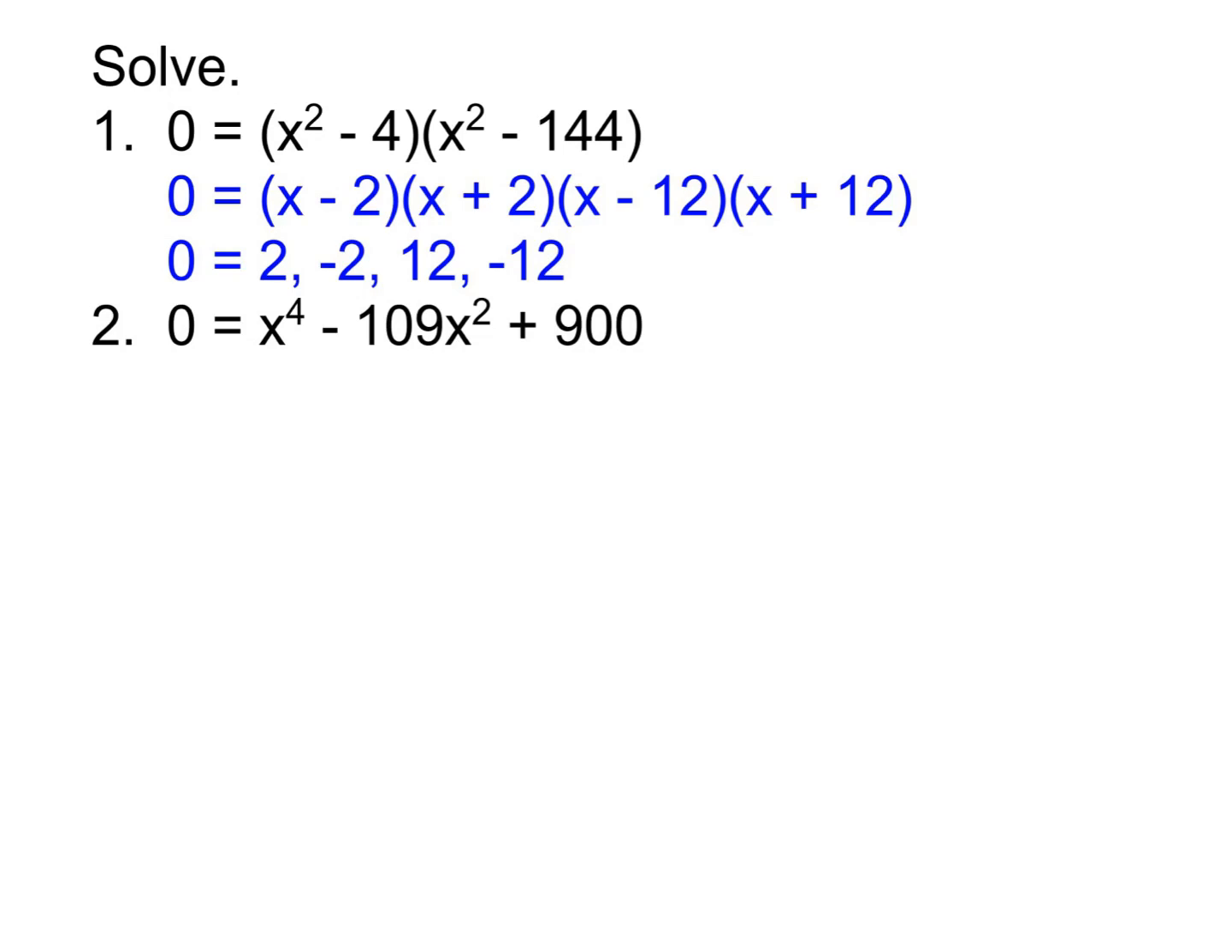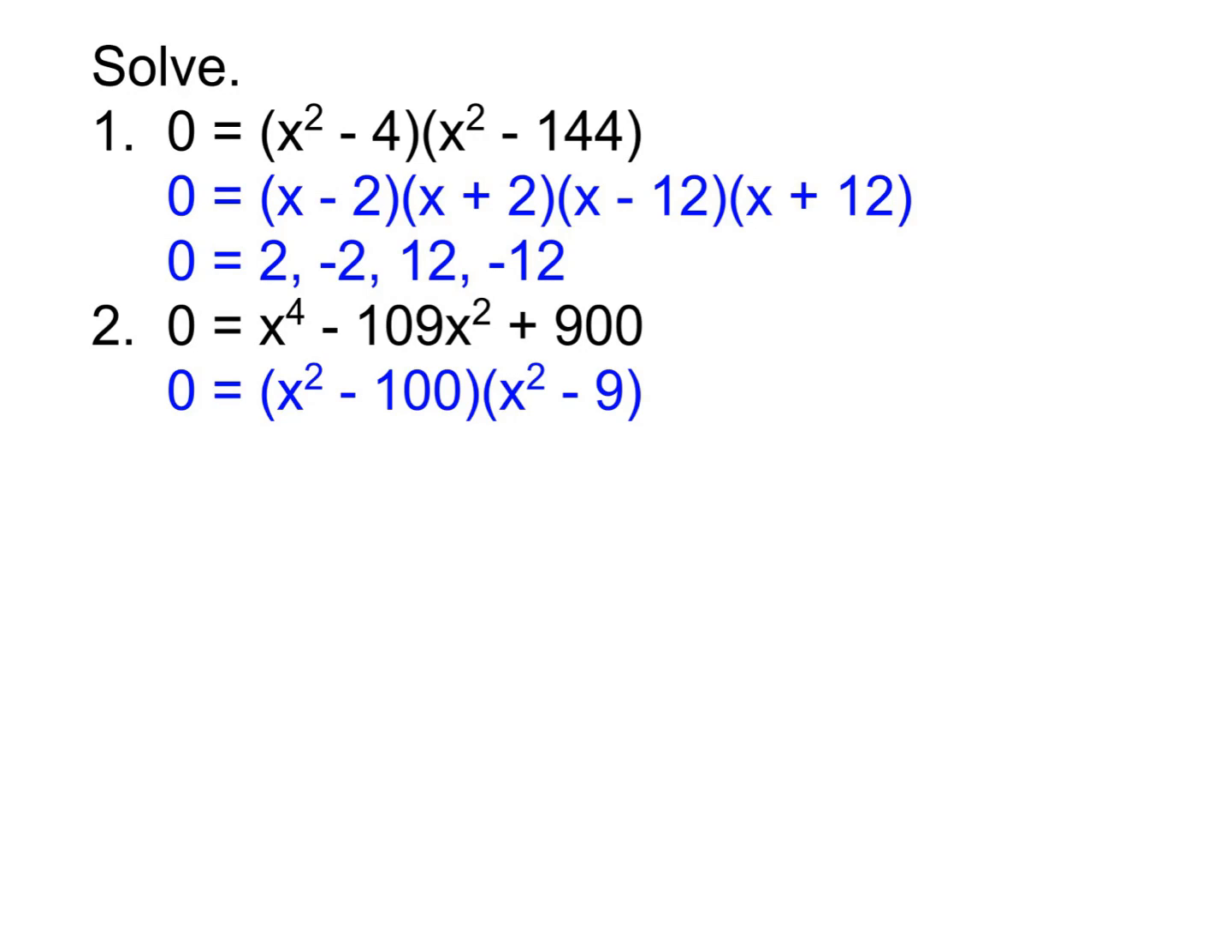All right, number 2. This one, it's not factored at all, but that is what we're going to have to do in order to solve it. Anytime we have a polynomial like this, in order to solve it, we got to use factoring. So, first up, we notice that our exponents are 4 and 2. Since the first exponent is double the second exponent, we're going to treat it like a quadratic.